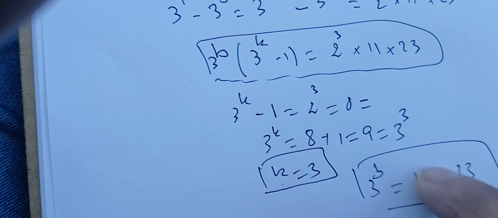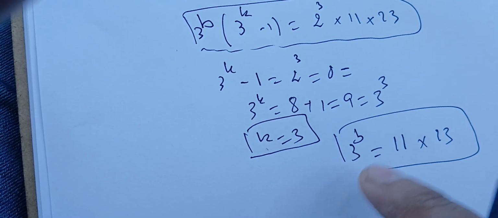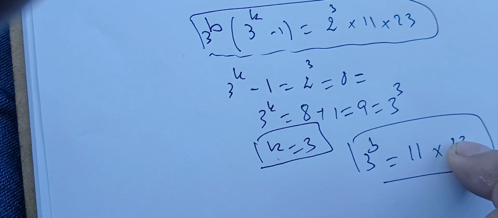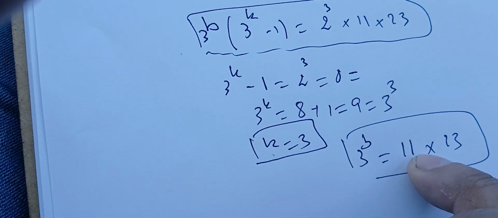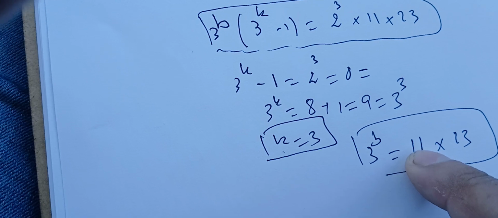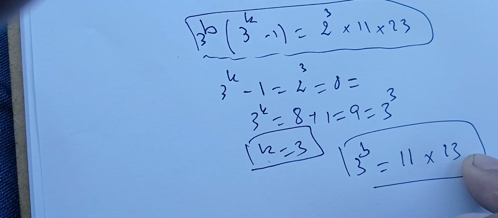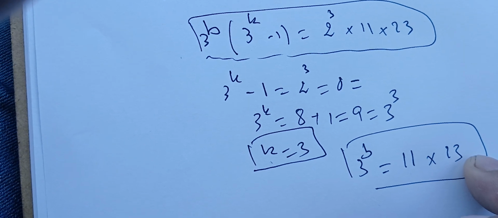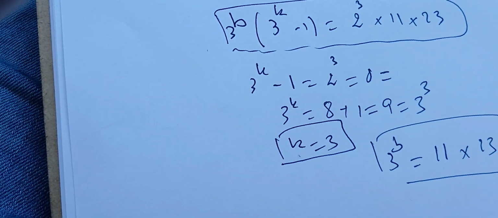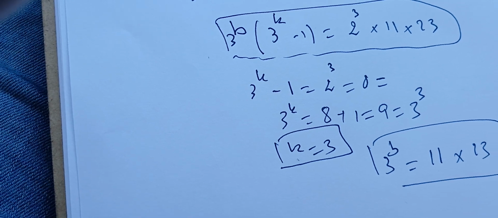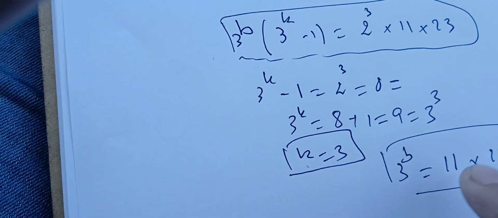But in this case, this means that 3 can divide 23 or 3 can divide 11. But 3 and 11 are primes, and 3 and 23 are primes. They can't divide each other. That means there is no such b.